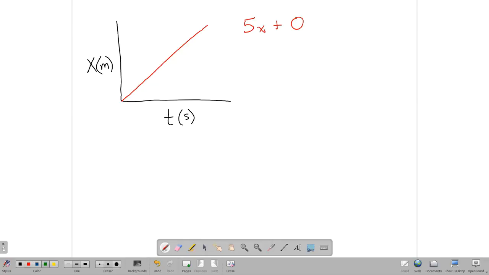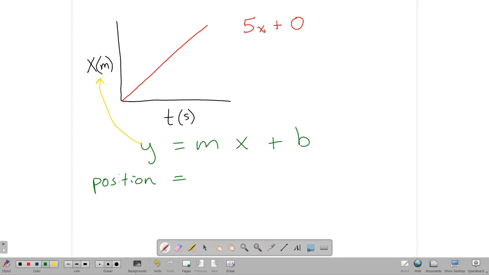Remember that our physics equation is going to be in the y equals mx plus b format, and we're just going to match everything up. The y-axis is literally whatever is labeled on the y-axis. In this case, it's position. Position is designated with an x, but I actually want to write out the word position here. So position is equal to. Now, slope is the hardest part just because you have to figure out what the units are.